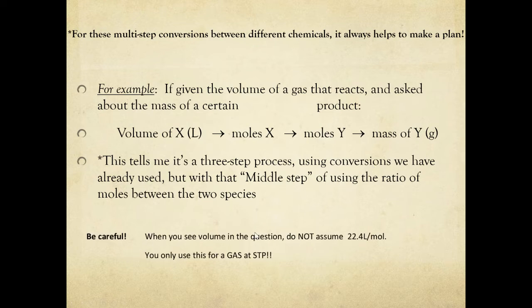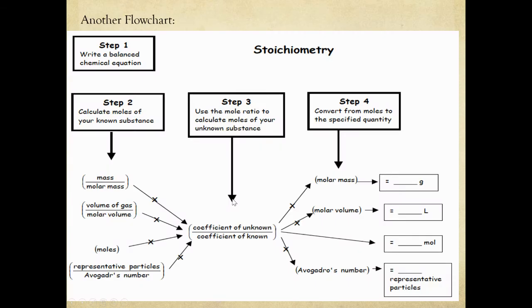Look for exactly what they're asking for. When you see a volume question, do not automatically assume 22.4 liters per mole. You only use this for a gas at standard temperature and pressure. So it should be a gas, you should have a gas being produced or consumed in the reaction, and it should say STP. Sometimes with volume, you're going to do concentration questions, and we're going to talk about those in our next section.